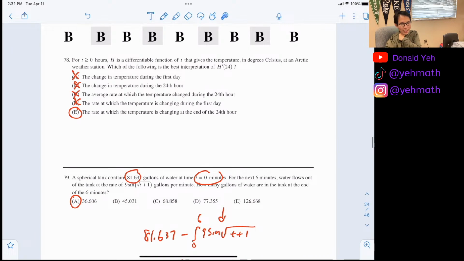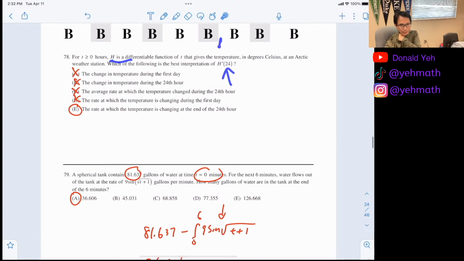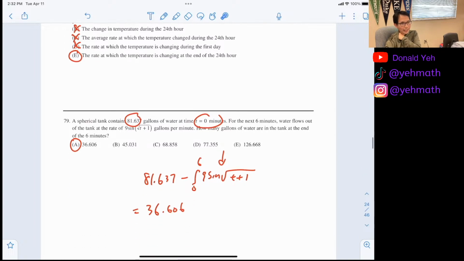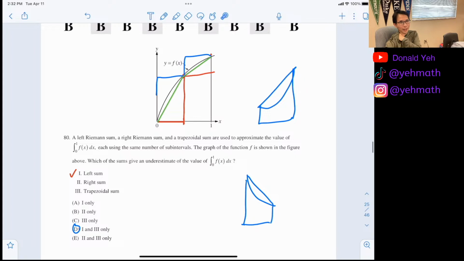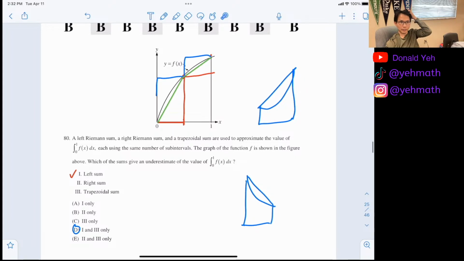78. Okay, so this is h prime, but h is the temperature, so it must be the rate of change of temperature. And at 24, it says at 24 hours. So only this one makes sense. The other one doesn't make sense. This one is a rate out, including the initial condition. So you start with 81.63, and subtract, because they are taken away. So I'm going to go with minus. This one, I've done this beautiful drawing of right, left, and trapezoid. Yeah, that's very nice. I'm kind of proud of that, with different colors.